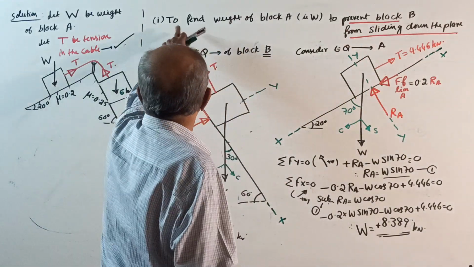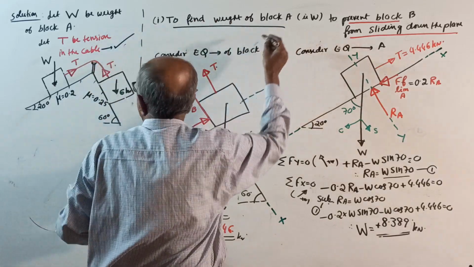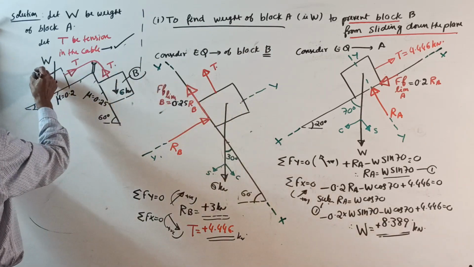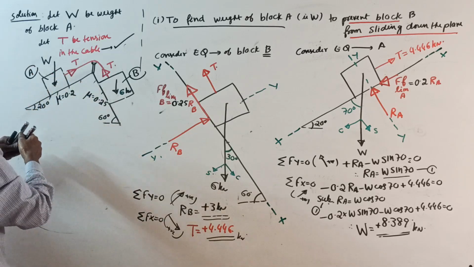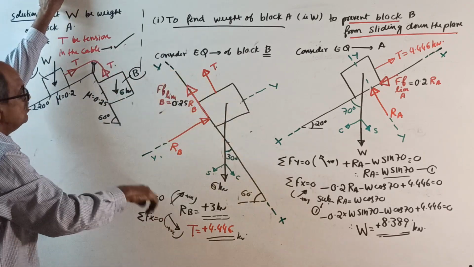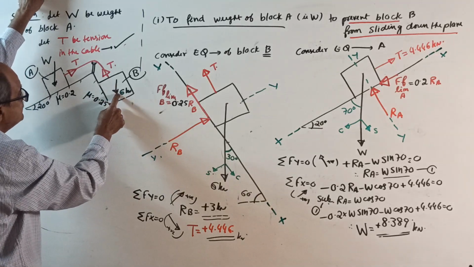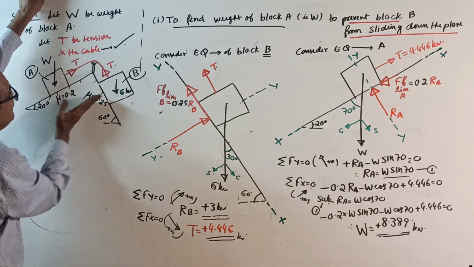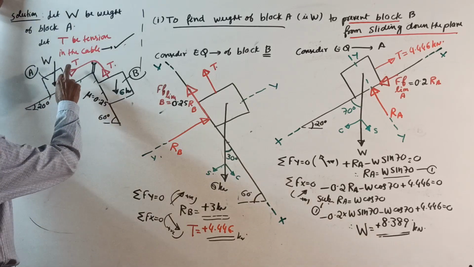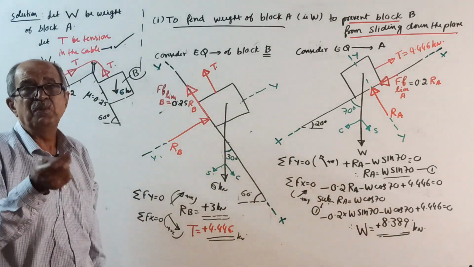See, first question, to find the weight of block A, I already explained. This is your block B. This is your block A. To find the weight of block A, that is W, to prevent block B from sliding down. Now see, for block B, unknowns are RB and T. But for block A, unknowns are RA, T and W. So unknowns are more for block A.